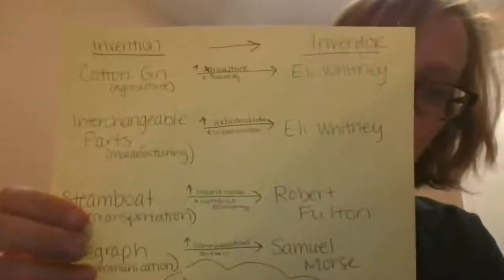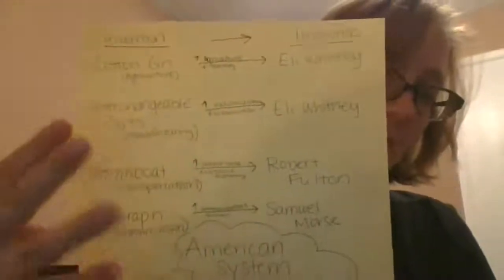So let's talk about some of these people. I've got like 3 more pages on the Industrial Revolution. It's a lot of information. So you guys are asking about the people, so we'll go through some of that real quick. We have the invention and the inventor, and I've boiled it down to the 4 most important inventions.